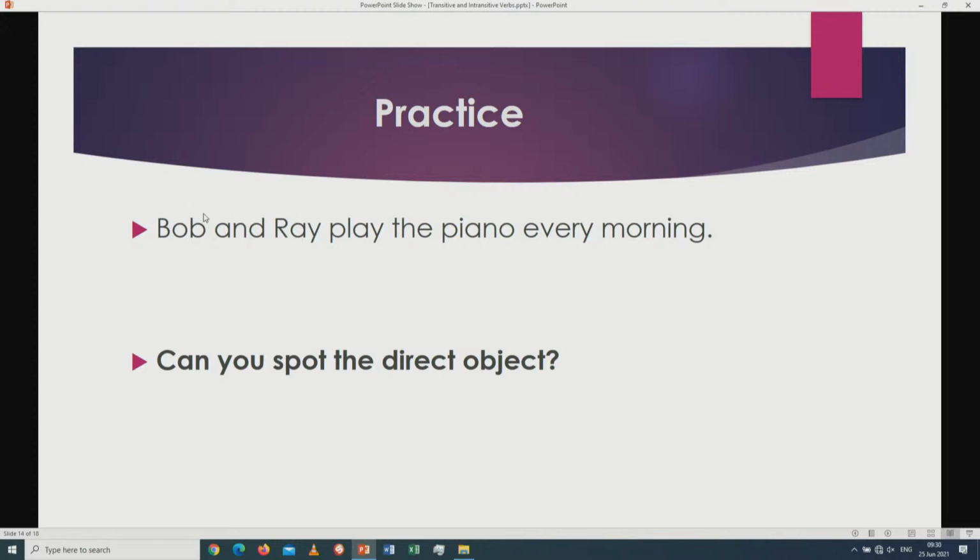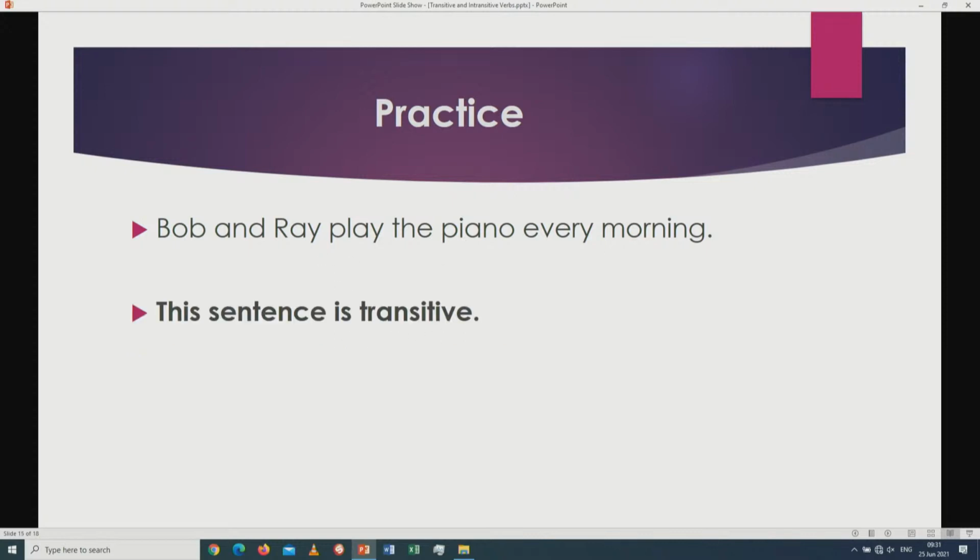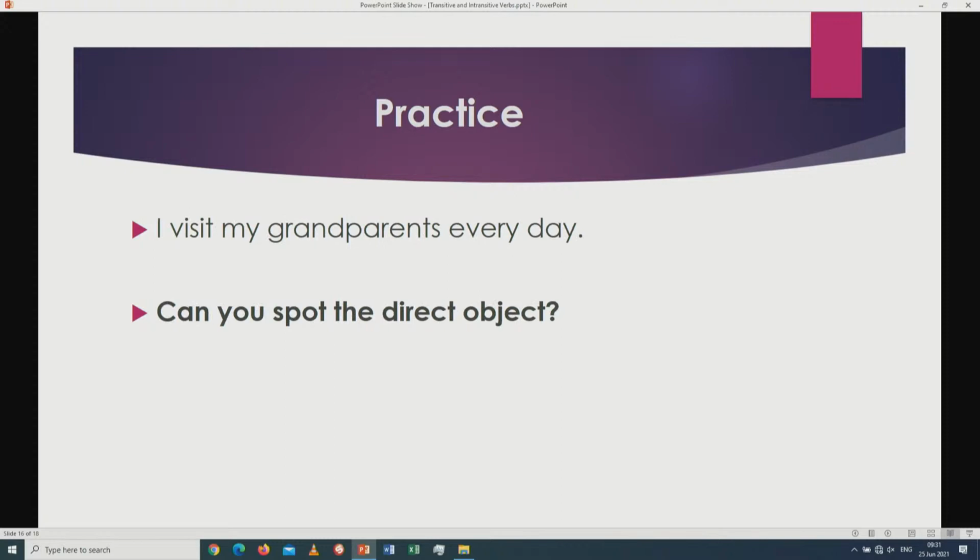Now, the subject, Bob and Ray, play what? So I hope you guessed it correctly. The piano. And then the piano becomes your direct object. So this is a transitive sentence. Right. I hope that most of you could guess this correctly. So let's go to the next one.